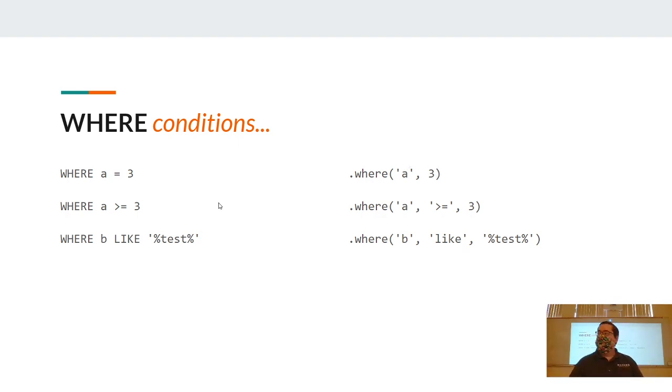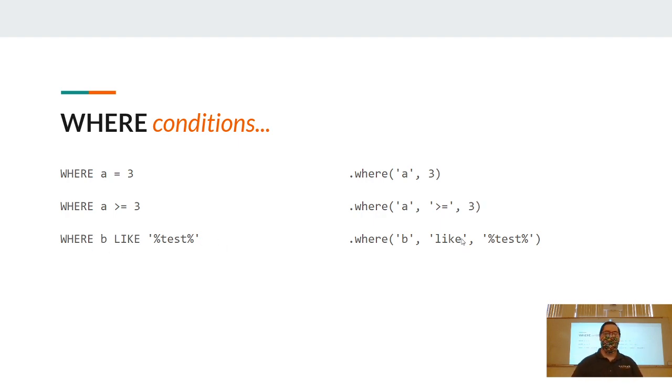If you have more than one layer, you don't type and, you just do another dot layer and put it in there. Yes. So if I want to put in a comparator that's not equals, not the equals symbol, then I put that in as a middle argument. So here I'm saying A greater than or equal to 3. That's where I put that in there.